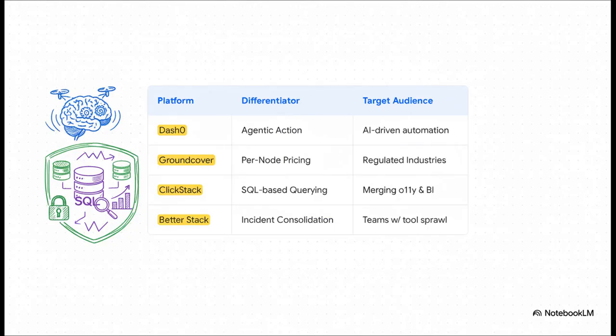And this new wave of startups is incredibly diverse. You've got Dash0, which is all in on AI-driven autonomous action. Then there's Groundcover, pioneering per-node pricing for data sovereignty. You have ClickStack, unifying observability and business analytics with SQL. And then there's BetterStack, which consolidates that entire incident workflow. Each one of them is attacking the market with a totally unique philosophy.